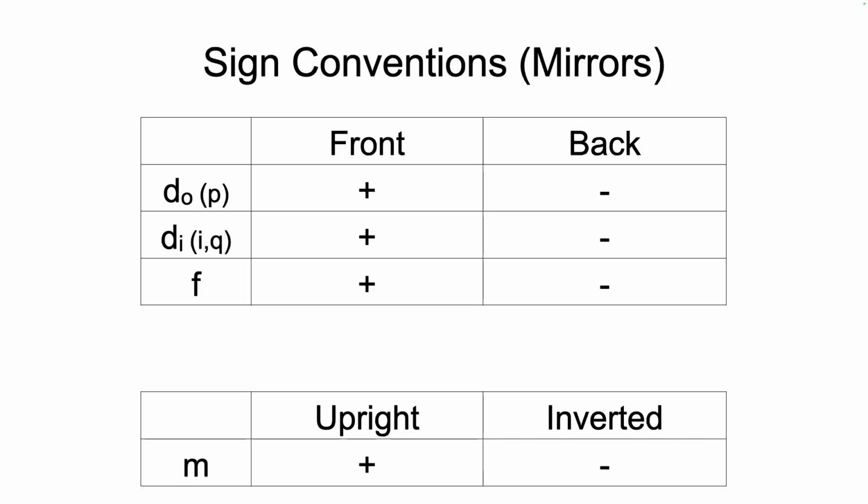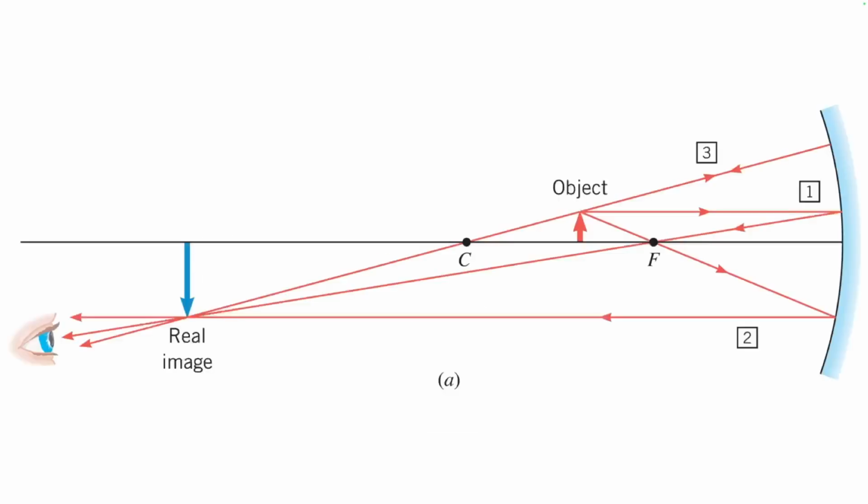When we left off in chapter 25, I had done the example of, I believe it was a concave mirror, and I had been demonstrating the use of these sign conventions. The one we had done was this one, where an object was outside the focal point and we were generating a real image.